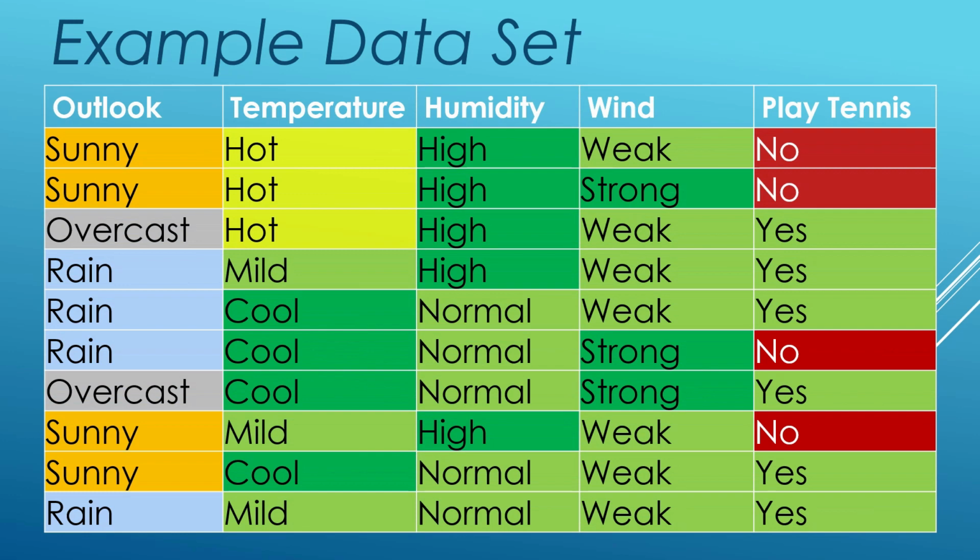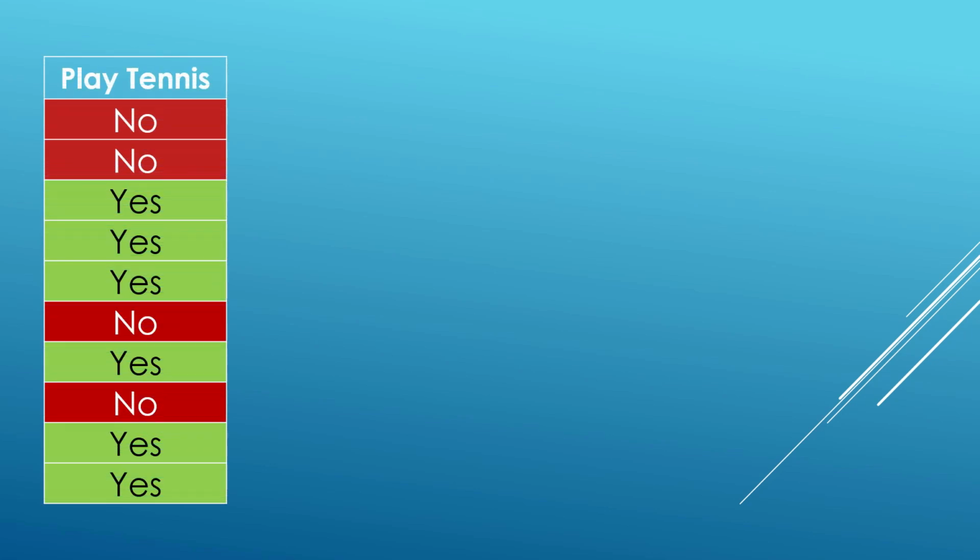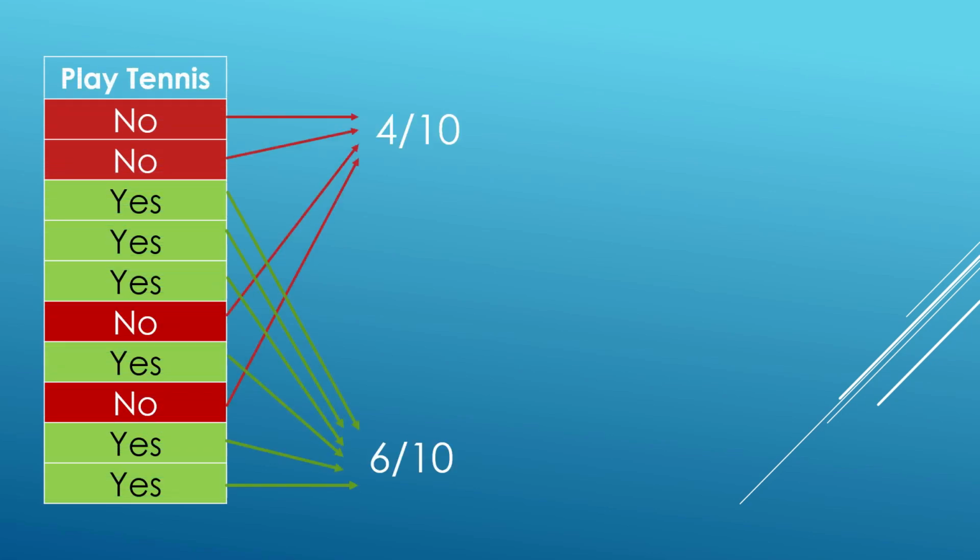So how does this work? First we have to get the prior. How do we calculate the prior? Prior is basically your existing knowledge. Out of 10 days, you count how many days tennis has not been played and how many days tennis has been played, and based on that you calculate a probability. What is the probability of no and what is the probability of yes? That will be our prior.